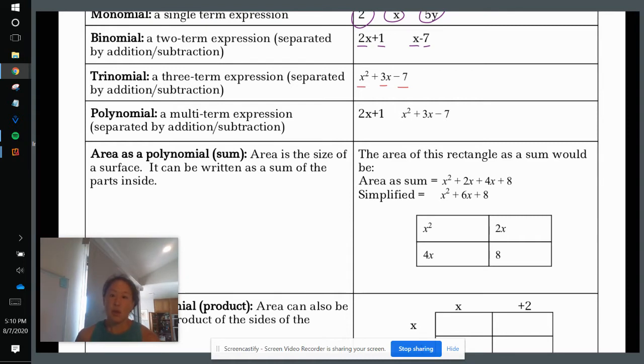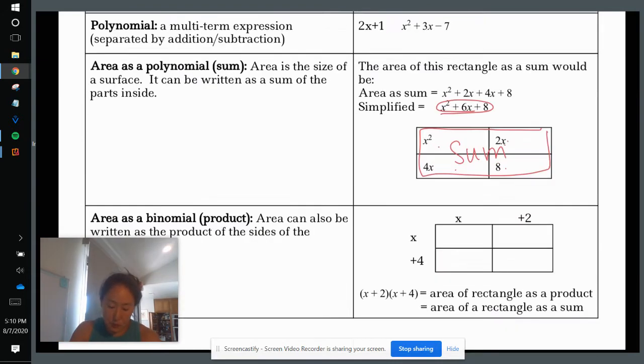Okay, so today what we're going to do is we're going to multiply and we're going to look at area. So we're going to describe area as a polynomial, which we say the sum of the areas. And we can look here. The sum of the area is going to be on the inside. So this whole thing in here, we're going to add up all these pieces to give me the sum. X squared plus 4x plus 2x is 6x, plus 8 gives us a total sum of that area.